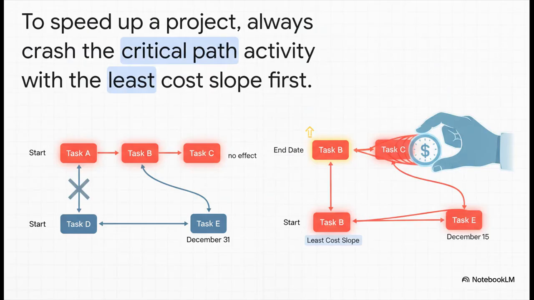And this is the golden rule of crashing. You only crash activities that are on the critical path. Why? Because speeding up anything else is a waste of money. It won't make your project finish any sooner. And you always start with the critical path activity that has the lowest cost slope, the cheapest one to speed up. That is how you strategically, efficiently buy back time and potentially save a fortune on those overhead costs.